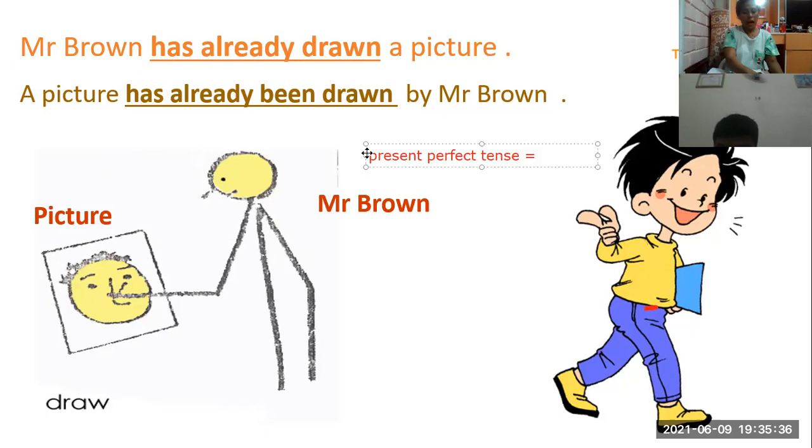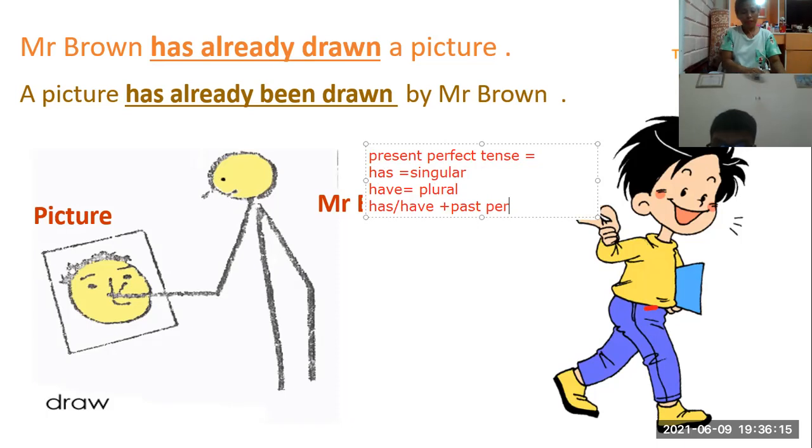It is "has" for singular, "have" for plural. That's it. Present perfect tense: has for singular, have for plural. Okay? So it's has or have plus the past participle.